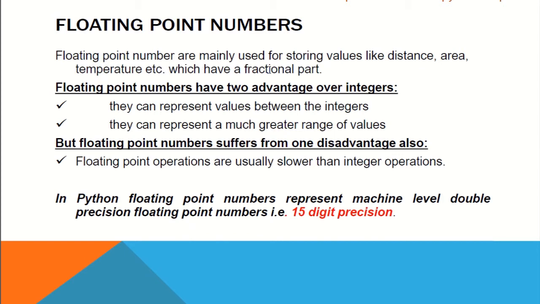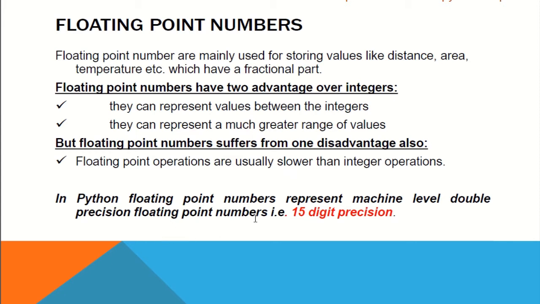Floating point numbers are mainly used for storing values like distance, area, temperature, etc., which have a fractional part. Floating point numbers have two advantages over integers. They can represent values between the integers and they can represent a much greater range of values. But floating point numbers suffer from one disadvantage also: floating point operations are usually slower than integer operations.